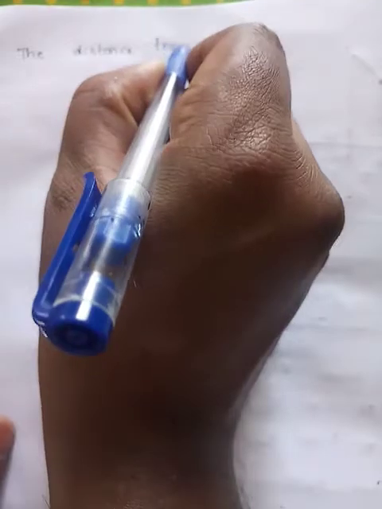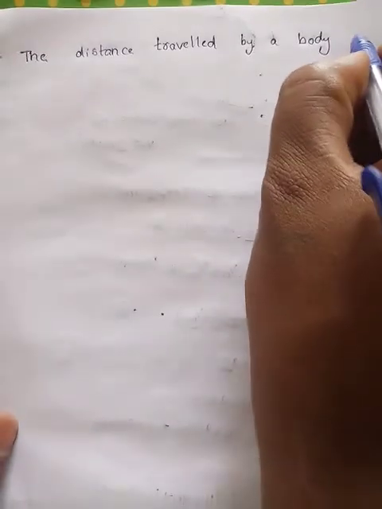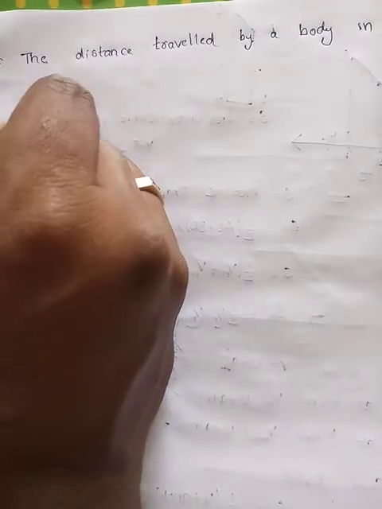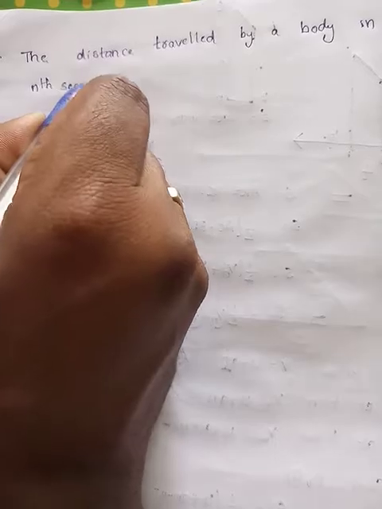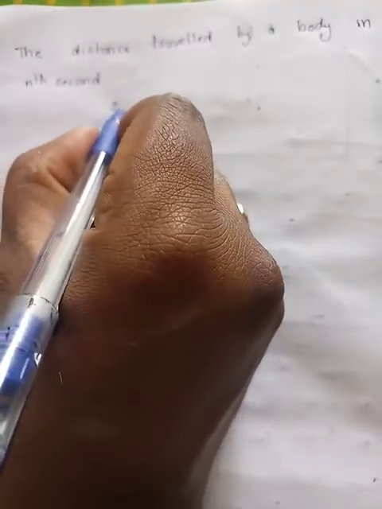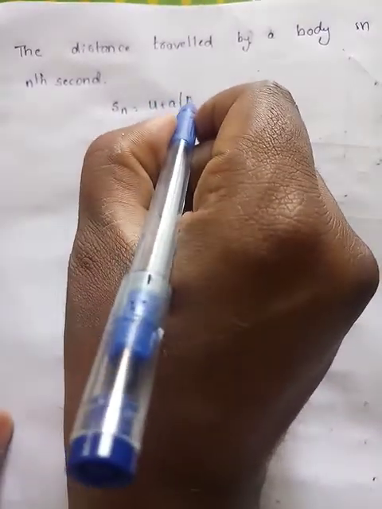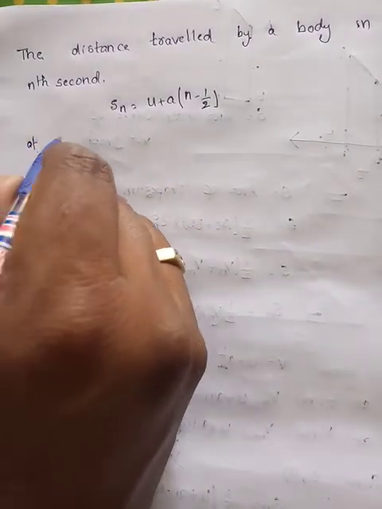That is the distance travelled by a body in the nth second. So the distance travelled by a body in the nth second is Sn = u + a(n − ½).